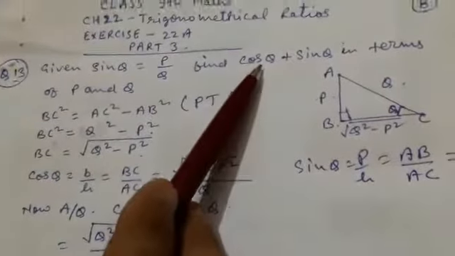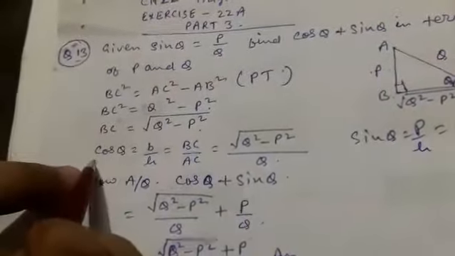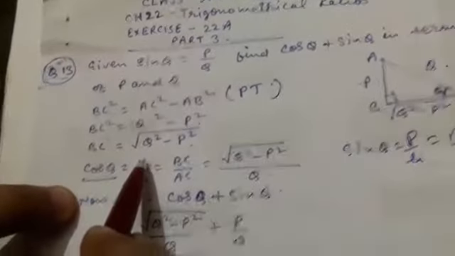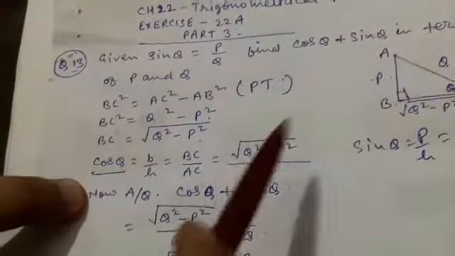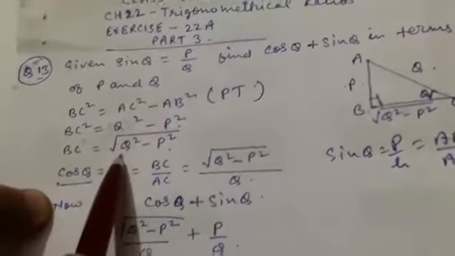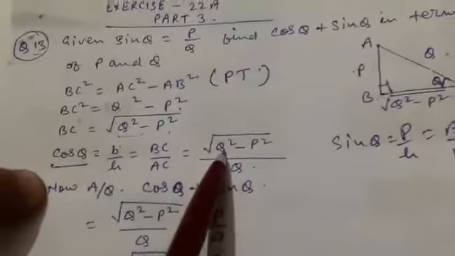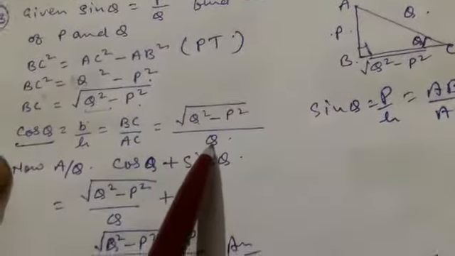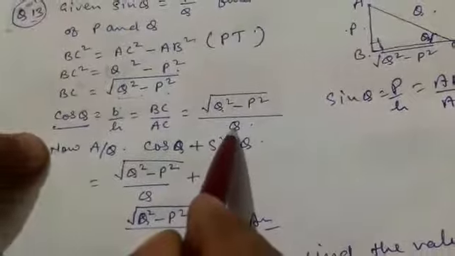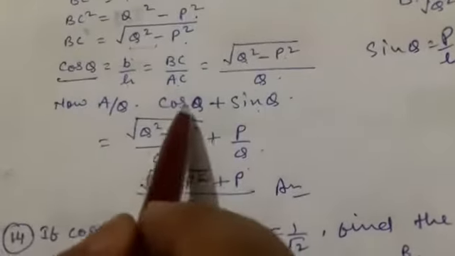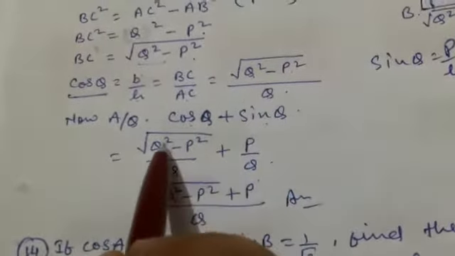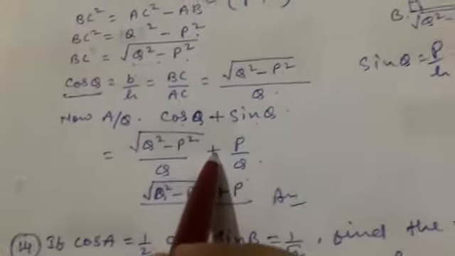Now let us see what we have to find out. Cos theta. Let us find out the value of cos theta. Cos theta, as we know, is equal to B by H, means BC by AC. So what is the value of BC? Here we got the value of BC, that is root over Q square minus P square, by AC, and AC is Q. It is already given. Now according to the question, cos theta plus sin theta is equal to cos theta, we got this value, root over Q square minus P square upon Q, plus sin theta, it is given P by Q.